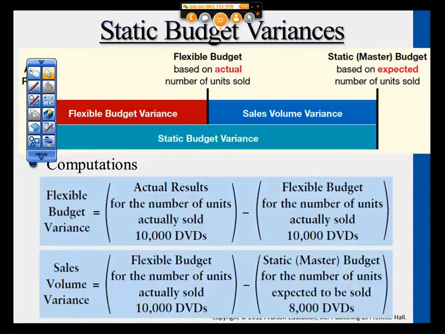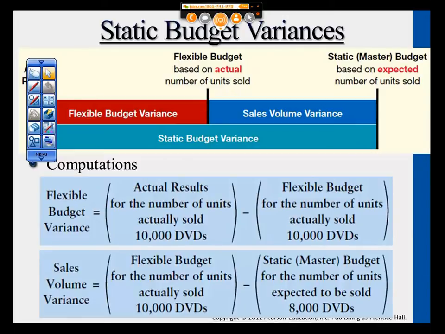Okay, so static budget variances, but let's talk overall on this slide. We have our definition for flexible budget variance and for sales volume variance. So what are we talking about here? We have some results that are actual and some that are budgeted. Our actual results are the ones that we got at the end of the period, whatever that is. Our budgeted numbers are the ones from the flexible or from the static budget.